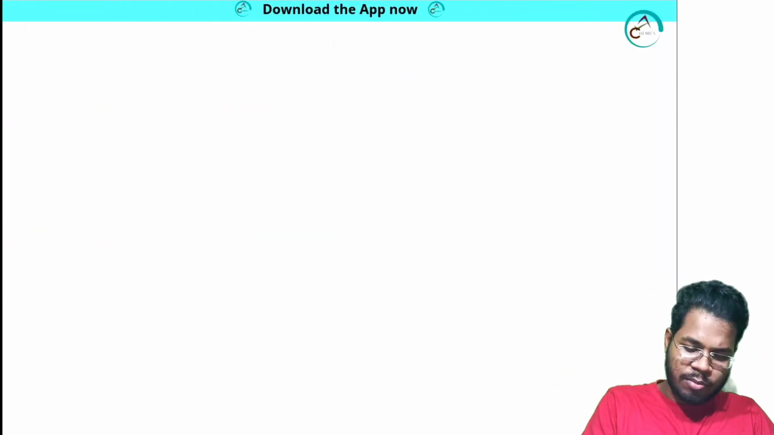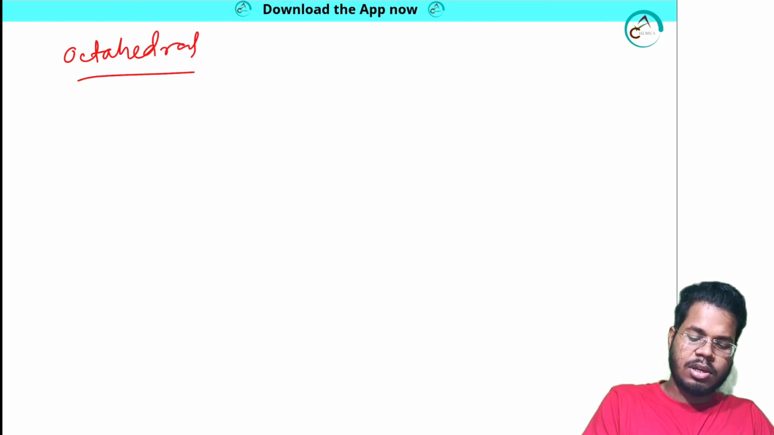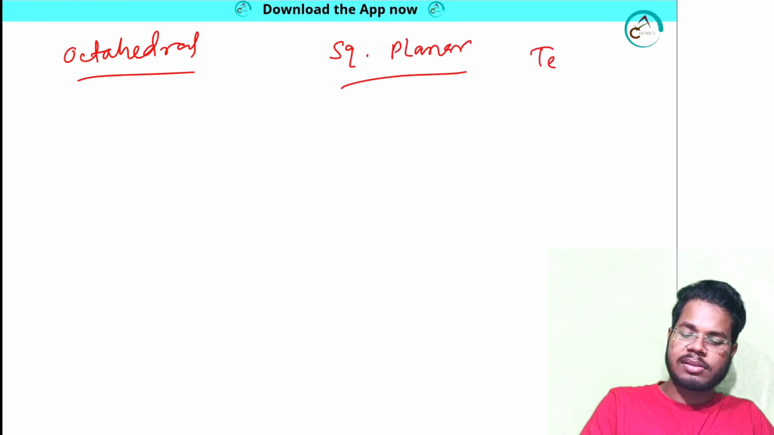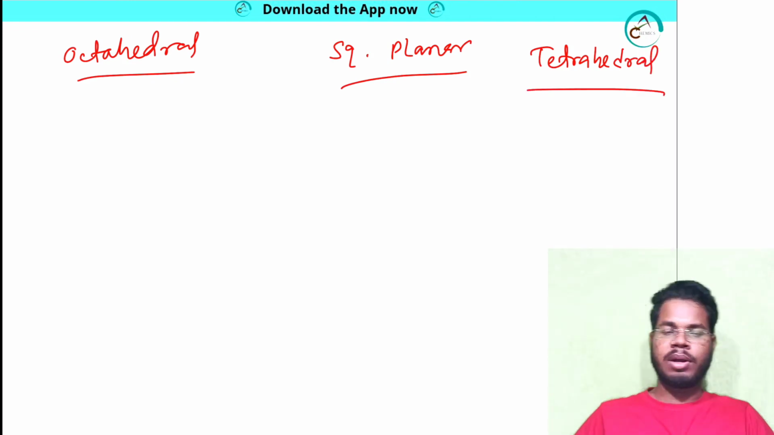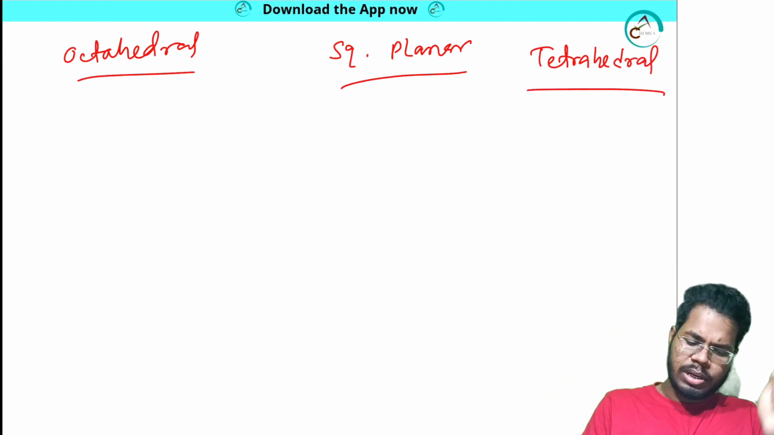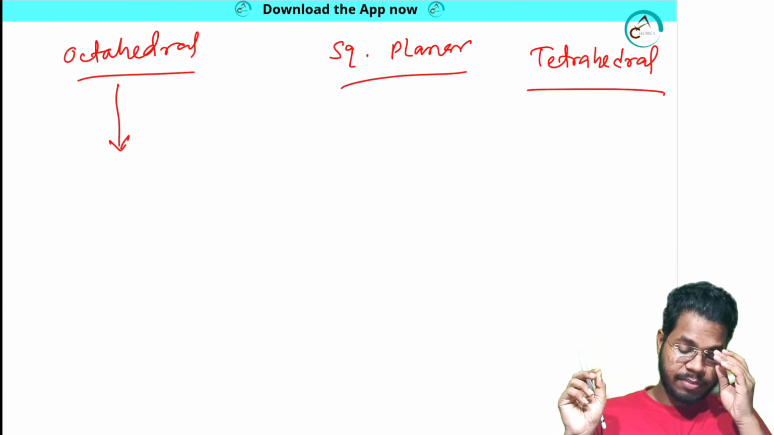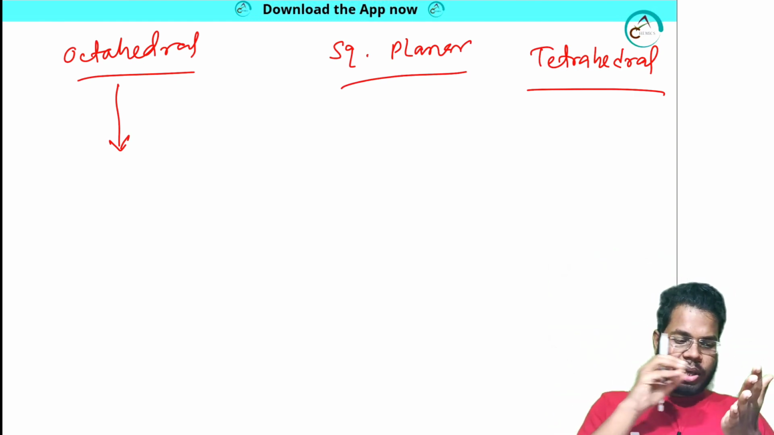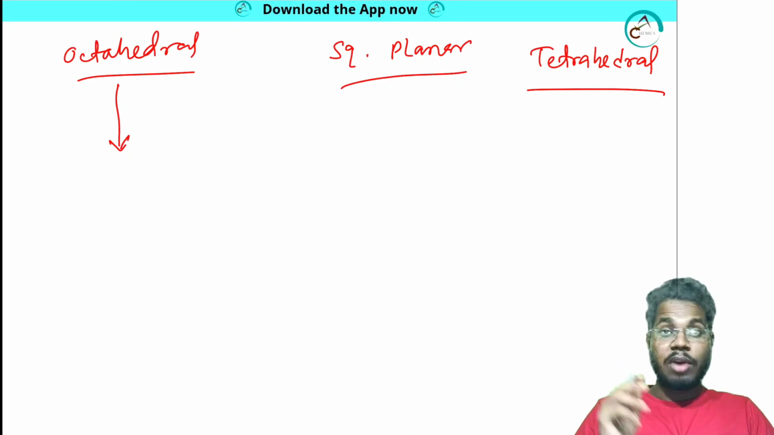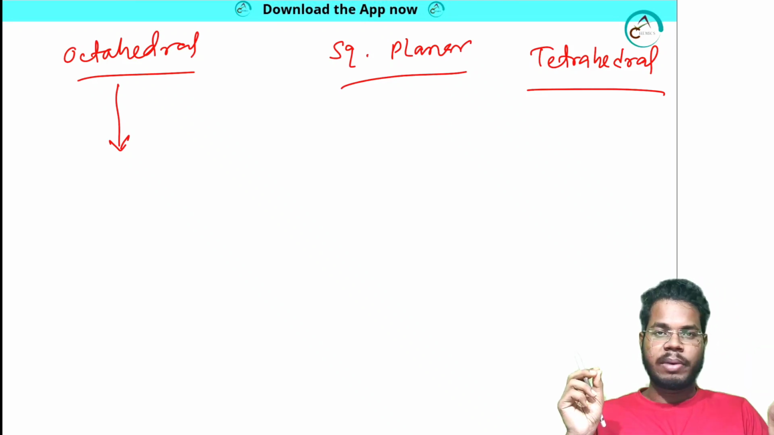We will do that for three cases: octahedral system, square planar system, and finally tetrahedral system. We will learn each of them one by one. Let me consider the octahedral system first. We will be discussing the octahedral system first, and we have already discussed how the orbitals look.